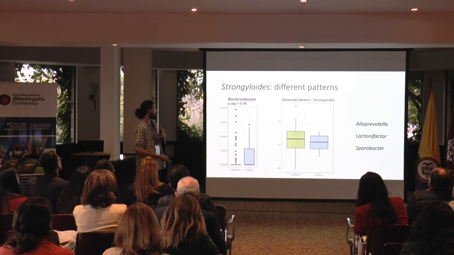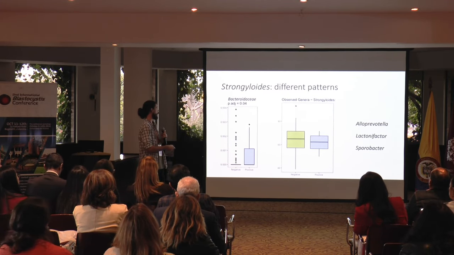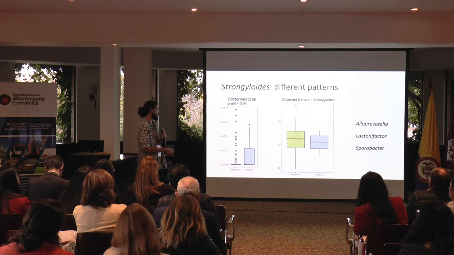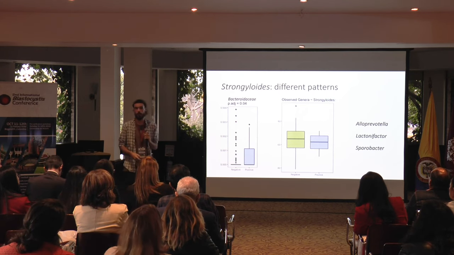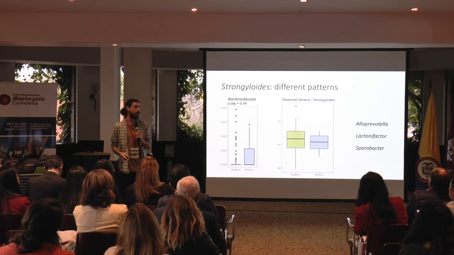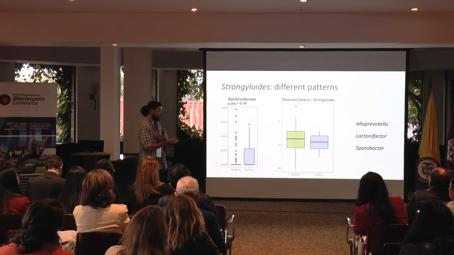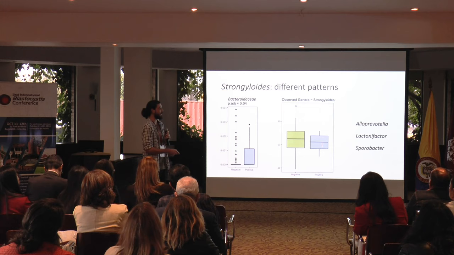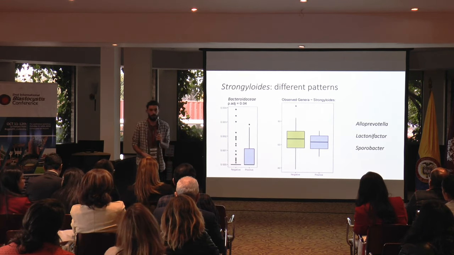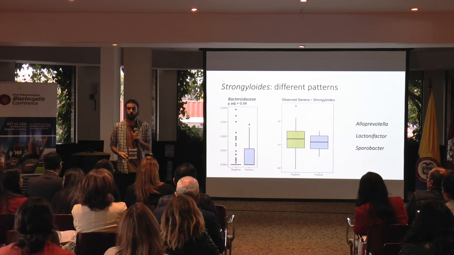Finally, just to show that we have an opposite trend in Strongyloides when it comes to Bacteroides or the Bacteroidaceae group, we don't see the alpha diversity trend, and it gets associated to different taxa than Blastocystis gets associated to.